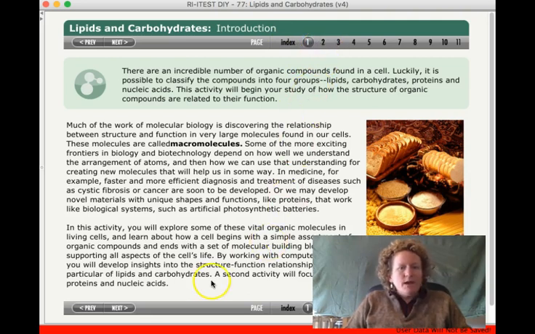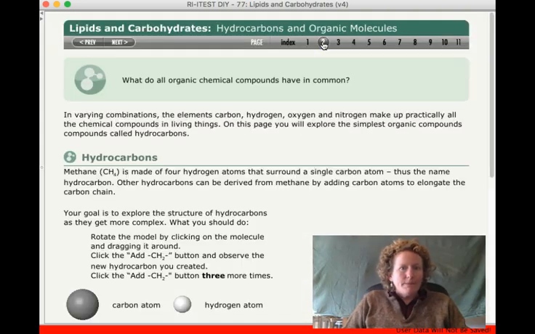We're also going to look at some structure-function relationships, in particular with lipids and carbohydrates. So our big question here is, what do all organic chemical compounds have in common? In varying combinations, the elements carbon, hydrogen, and oxygen and nitrogen make up practically all the chemical compounds in living things. On this page, you'll explore the simplest organic compounds called hydrocarbons.